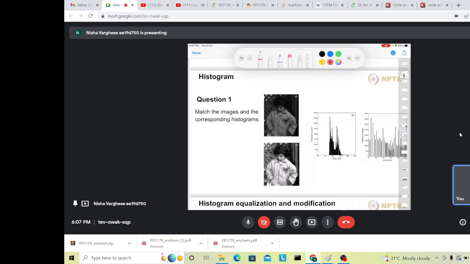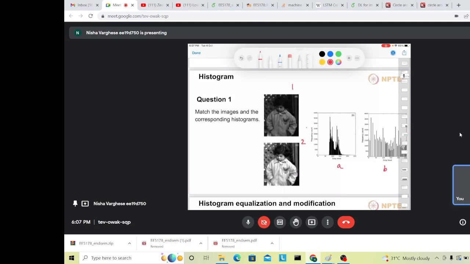So in order to get an idea of what a histogram is, question 1 is about histograms. Match the images with their corresponding histograms. That is the first question. So this is image 1 and image 2. You have to match them with histogram A and histogram B. So what would be the histogram of the first image and the second image?